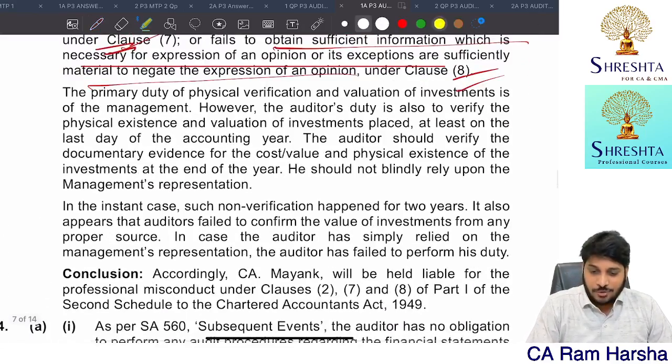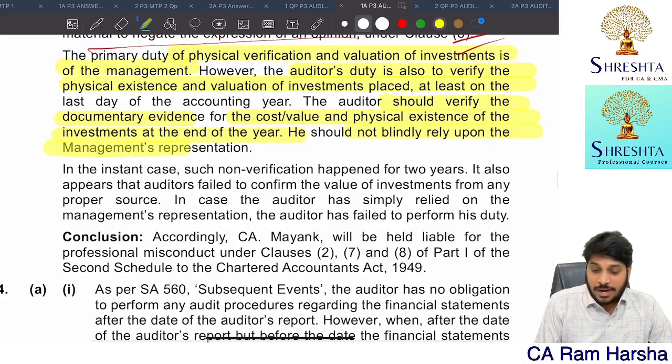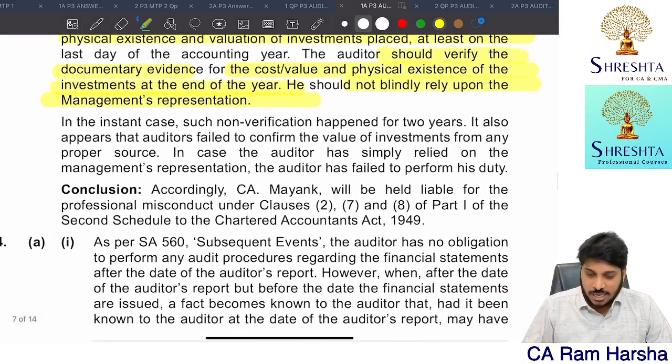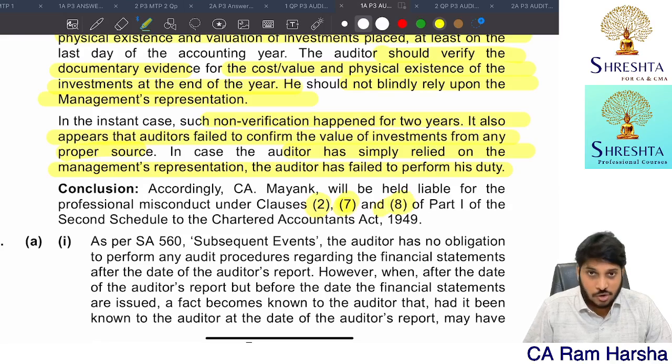So here you have to do physical verification and valuation. You should verify whether the valuation and existence are proper, whether the investments exist, and whether the valuation is proper. The auditor should verify documentary evidence and the cost and value of the inventory at the end of the year. He should not blindly rely upon management representation. In the instant case, such non-verification happened for 2 years. It also appears that you failed to confirm the value from any proper source, and simply relied upon management judgment. So you are grossly negligent, and guilty under clause number 2, clause number 7, clause number 8.